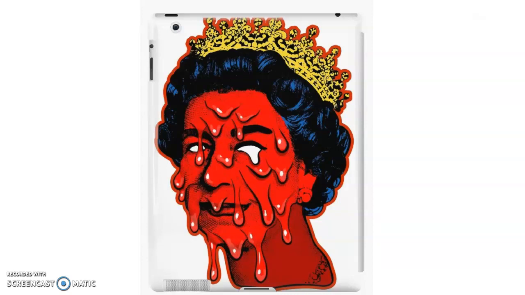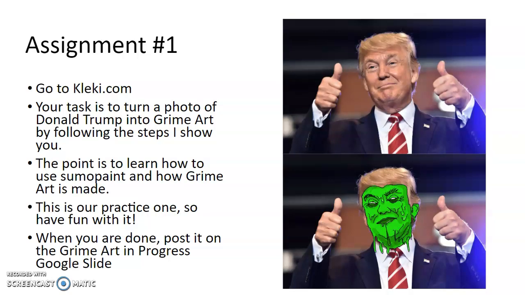Okay, so again, like cheese melting off your face and dripping. To start off with, you are going to try this on Donald Trump. In the next lesson, I'm going to do a tutorial on how to actually do this on Clucky. The first step, though, is just to learn how to do Grime Art and get used to drawing and painting on Clucky, on the computer. It's different hand-eye coordination, right?